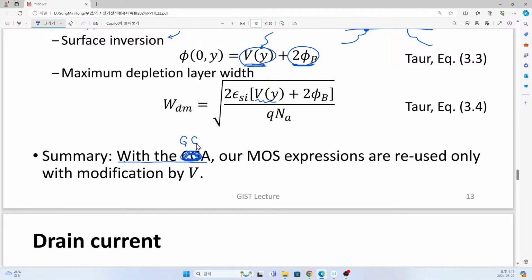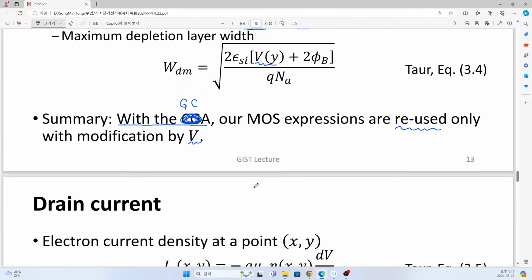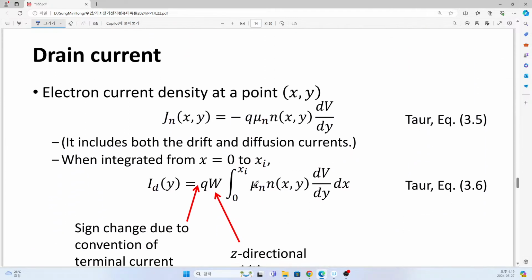When we have gradual channel approximation, our MOS expressions previously studied in our previous lectures can be reused only with modification by the amount of V, especially the terms for electrons. So that was our simple understanding. Okay, so we are now ready to study the drain current.